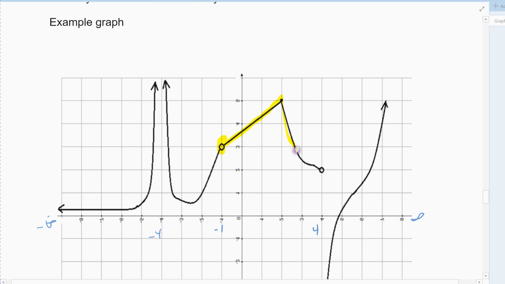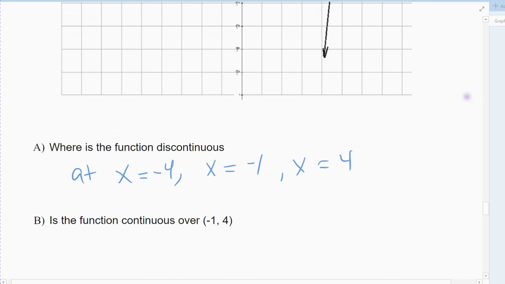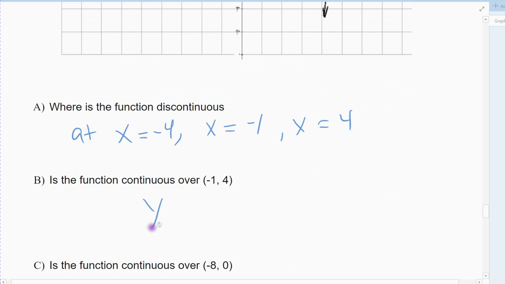Negative 1 to positive 4. And so it didn't include negative 1 and it didn't include 4, right? That's what parentheses mean. Between negative 1 and 4, there are no breaks. And so it's continuous. So the answer to that is yes. Between negative 1 and 4, not including either endpoint, it is continuous.